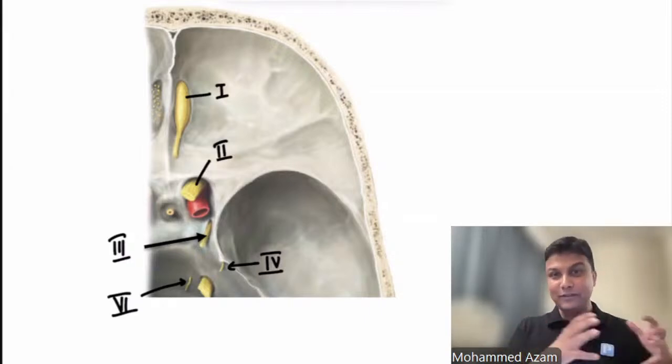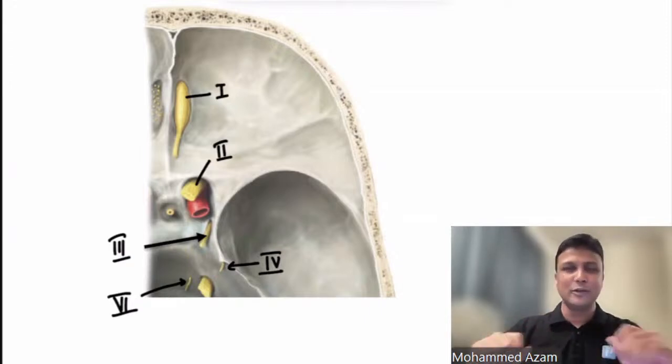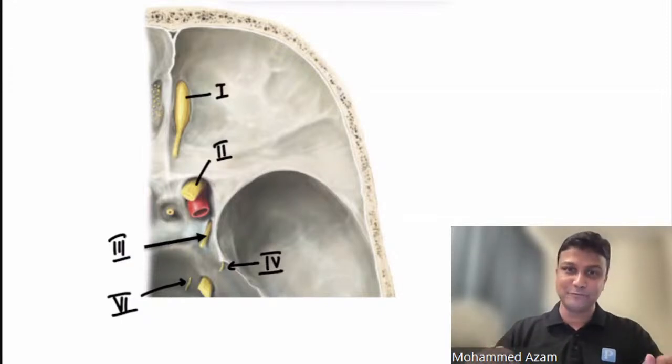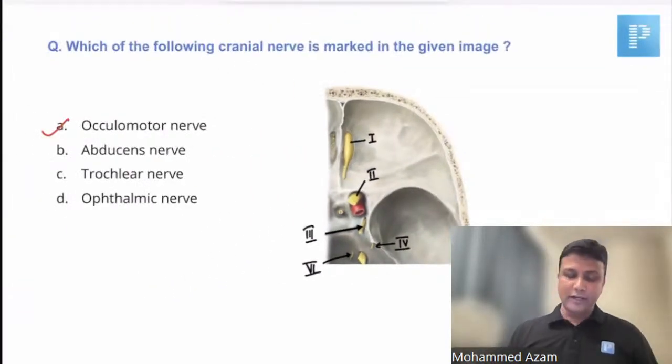If you have observed the previous year questions, you will see they're always asking out of these 3 nerves only. Somehow, some question will be asked from these 3 nerves. So you should be able to identify these 3 nerves perfectly. So that is the third nerve, fourth nerve, and the 6th nerve. Which of the following cranial nerves is marked in the given image here? Of course, that is the third nerve, the oculomotor nerve here, sir.